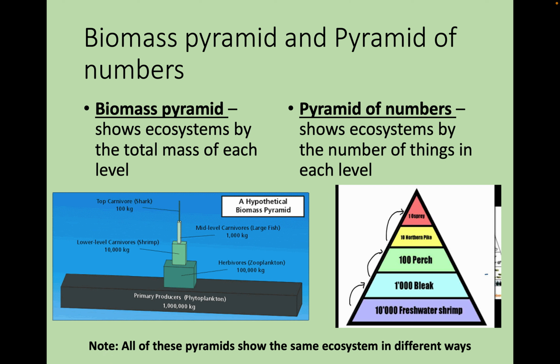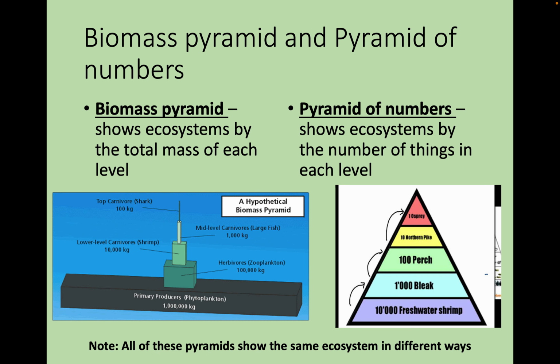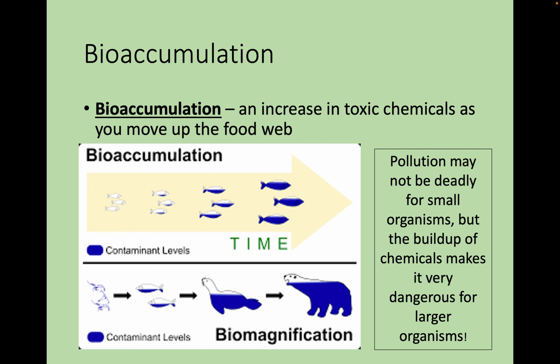We're still talking about an ecosystem. We're still talking about a food chain or maybe a food web. The energy pyramid shows you how much energy is in each level. The biomass pyramid shows you the mass, the weight of those things. Pyramid of numbers shows you it in numbers. They're all just showing you the same thing, just in different ways.